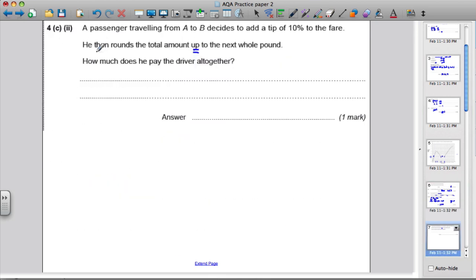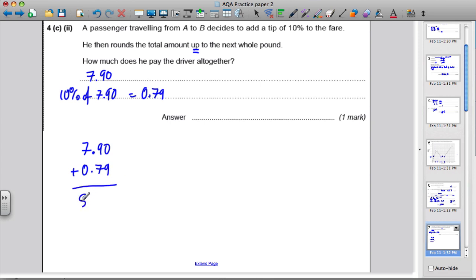Well, we said it was £7.90 to start with. 10% of £7.90 is 79p. So add £7.90 plus 79p, and you get £8.69. And if you round that up to the nearest pound, that rounds up to £9. Very good.